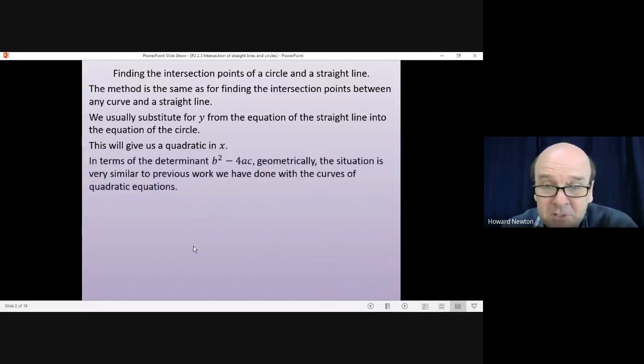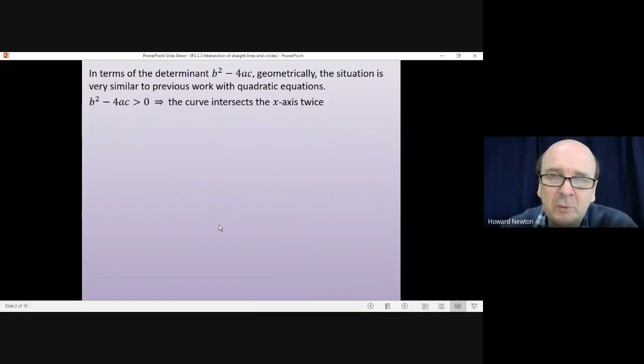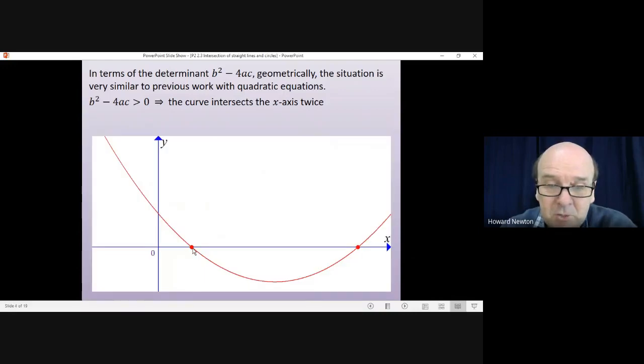And in terms of the discriminant of that quadratic we obtain, geometrically, the situation is very similar to previous work we have done with the curves of quadratic equations. We'll just quickly remind ourselves of that. So if you have a normal quadratic curve, if the discriminant, b squared minus 4ac, is greater than 0, the curve intersects the x-axis twice. So you get two distinct solutions, two distinct roots, and the curve cuts the x-axis in two places.